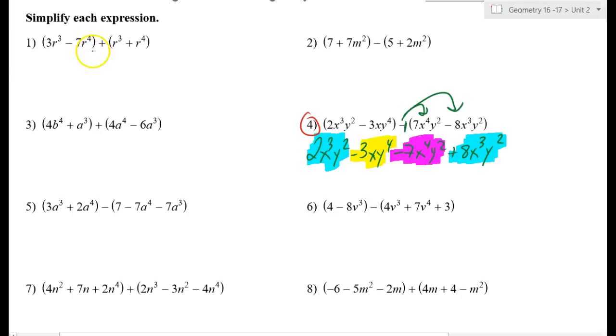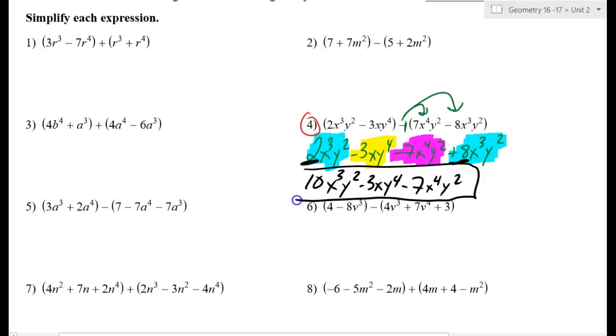So when I combine the 2 with the 8, when I'm combining my terms, I'm only adding or subtracting my coefficients. So 2 plus 8, 10x cubed y squared. The next two terms are staying exactly the same because there were no other like terms that I can combine that with. And this is my simplified trinomial in this case.